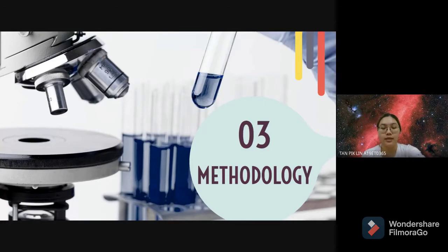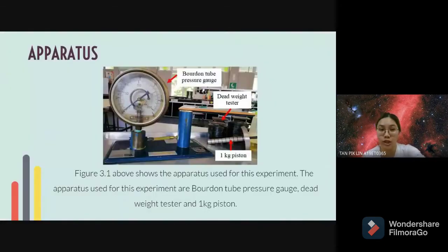Hi, my name is Pik Lin, so I will be presenting the methodology. So this is the apparatus that we use for this experiment. We actually use the Bourdon tube pressure gauge, dead weight tester, and also one piston in this experiment.